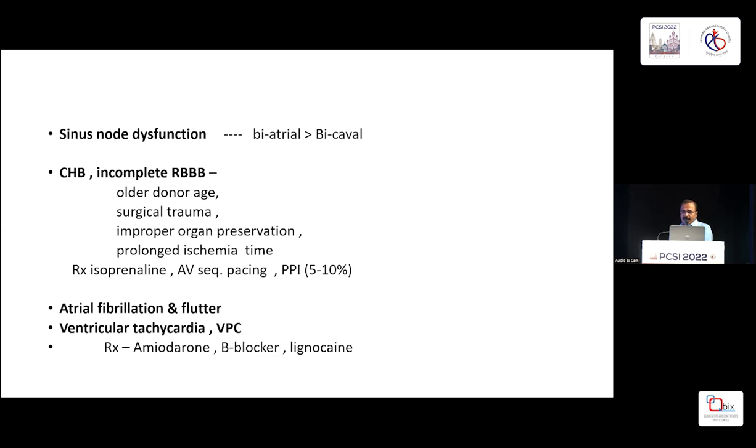Sometimes these patients can have atrial arrhythmias or ventricular arrhythmias, and these can be managed with the conventional antiarrhythmic drugs like amiodarone, beta blocker, and lignocaine.